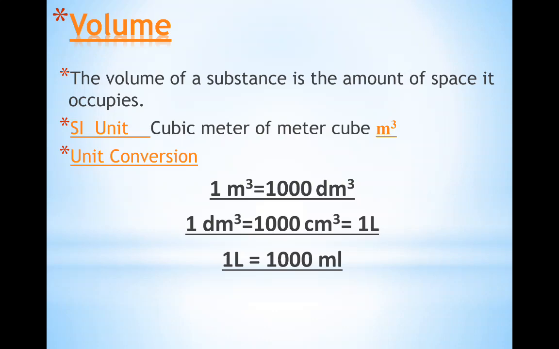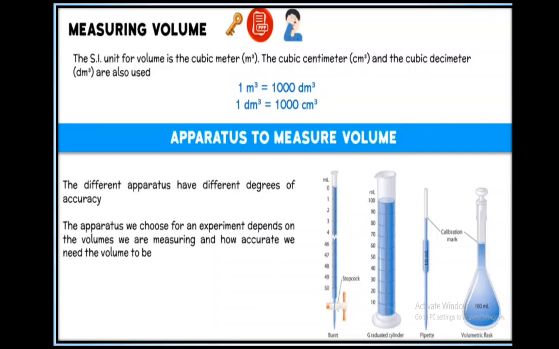Volume. The volume of a substance is the amount of space it occupies. The SI unit for volume is cubic meters, or meter cube. So these are the unit conversions. 1 meter cube equals 1000 decimeter cube. 1 decimeter cube equals 1000 centimeter cube, which is 1 liter, and 1 liter equals 1000 ml. Measuring volume. There are different apparatuses which we use to measure volume, which include the burette, pipette, volumetric flask, and graduated cylinder.